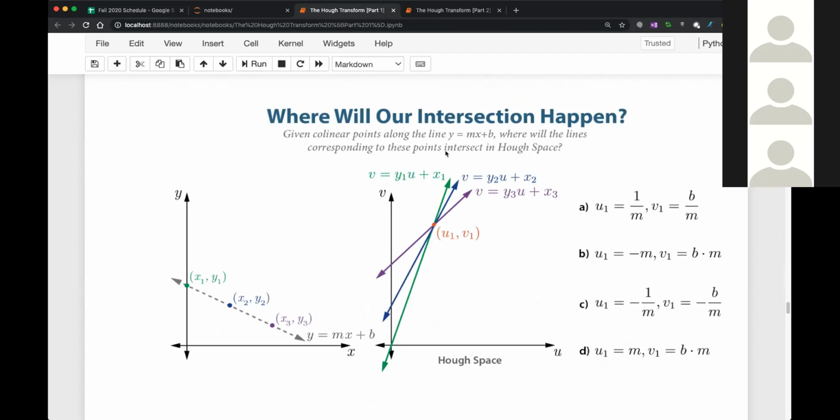So here's the problem. Given a set of collinear points, so these points along the line y equals mx plus b in image space, where will the lines intersect in Hough space? This point, we're going to call this point u1, v1. What I'm trying to get you to do with this math is draw a direct connection between the slope and the y-intercept of this line in image space and the point u1, v1 where these lines intersect in Hough space. Notice that all the answers are in terms of m and b, which are parameters of this line. So let's go ahead and open it up, take 60 seconds, and then we'll talk about the answer.